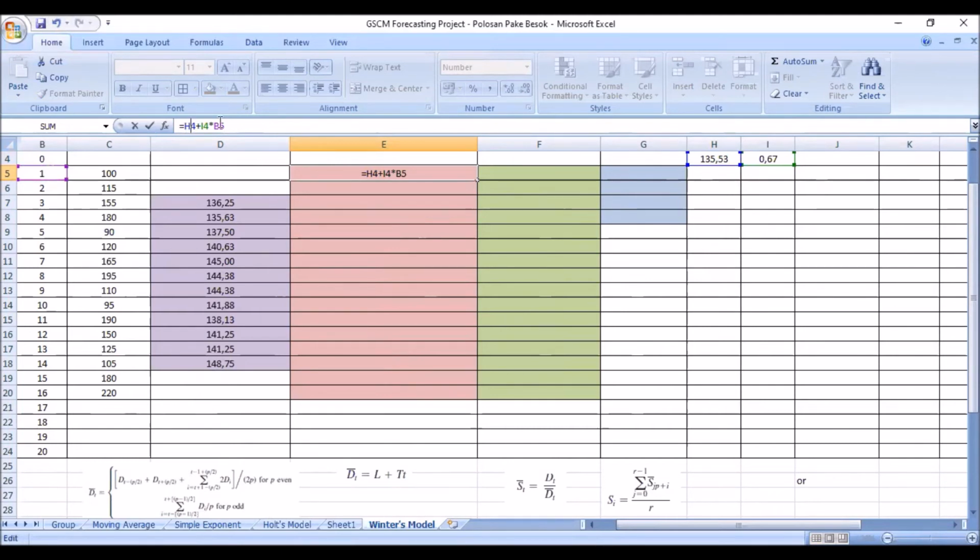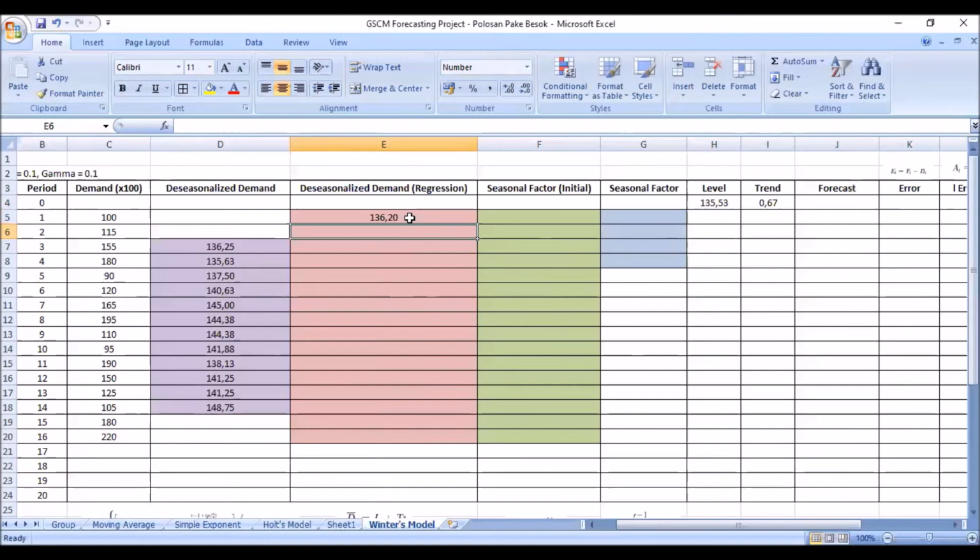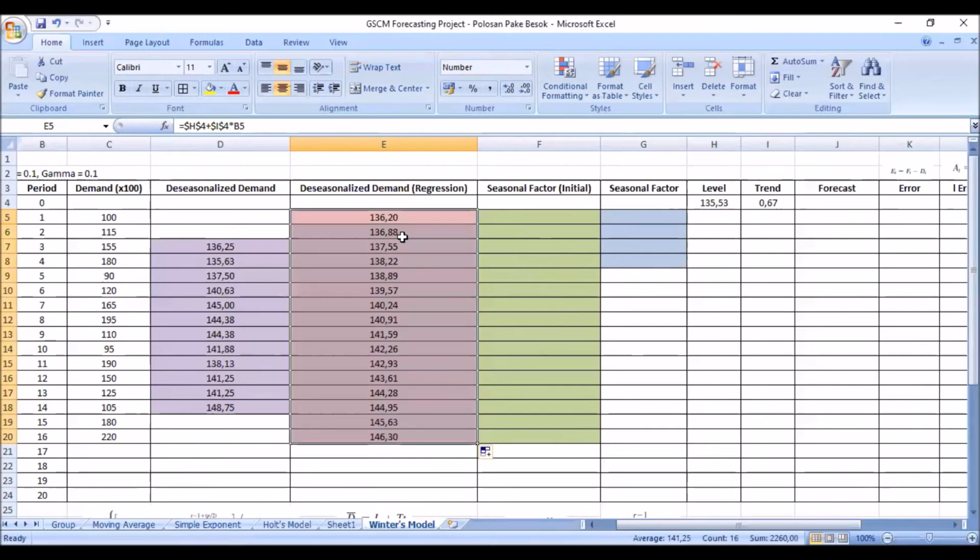After we have done it, oh yeah, don't forget to also stabilize the level and trend, because we already have one, so we don't want the value to change. And by doing so, we can find the deseasonalized demand of regression from the 16th period. And there you have it.